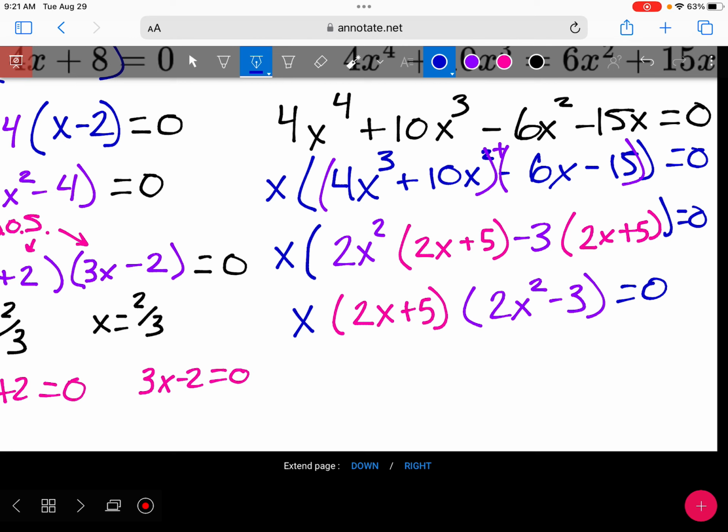Is this difference of squares? No. So we're going to do this a different way for solving.